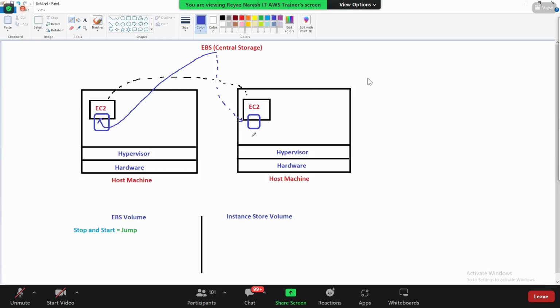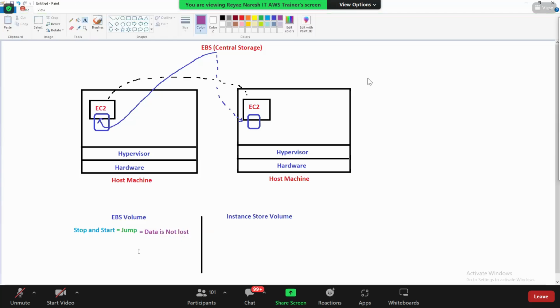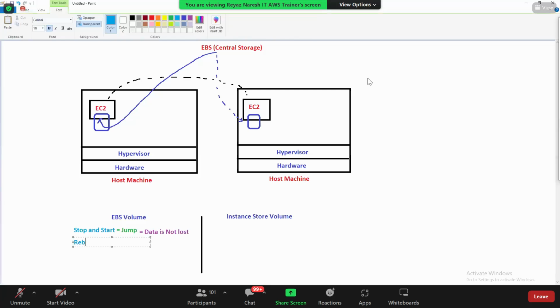But remember a formula: whenever you stop and start the EC2 instance, it will jump. So if you have an EBS volume attached to the EC2 instance, even if the jump happens, data is not lost. If you stop and start the EC2 instance which has an EBS volume, data is not lost. Good. So if I reboot the EC2 instance, jump or no jump? No jump.